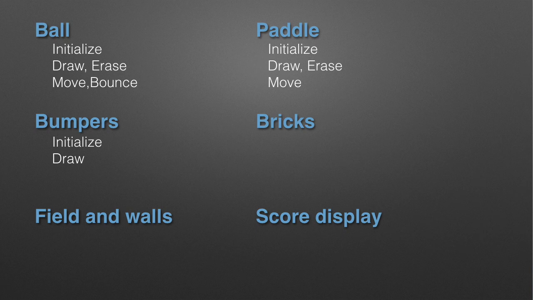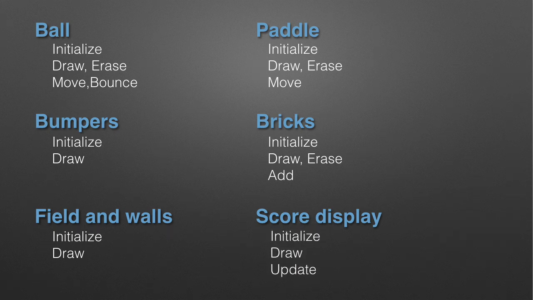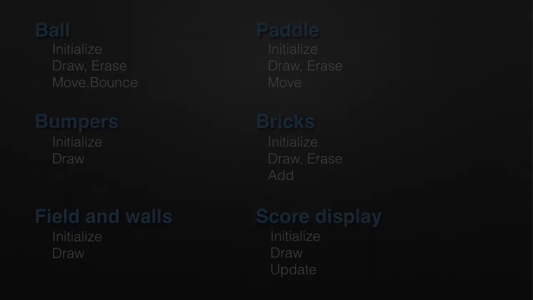As for the bricks, they are initialized first. You also need procedures for drawing and erasing the bricks, as well as for adding a new brick after it has been hit and erased by the ball. The walls in the field don't move either, so there are only two procedures, initialization and a procedure for drawing the walls. As for the score display, it is initialized first. Then you also need procedures for drawing and updating the score value after the ball has successfully hit a brick.